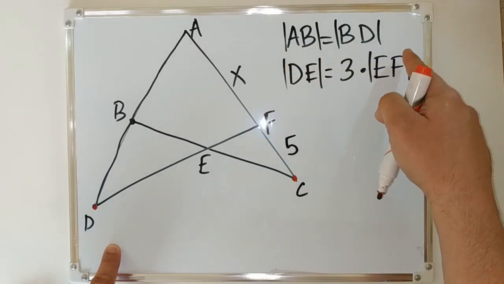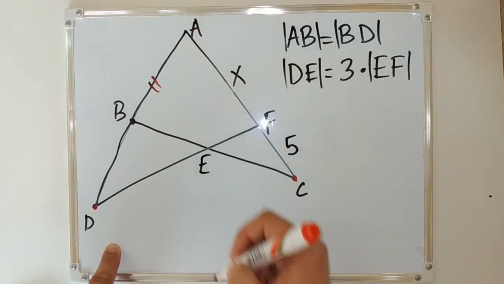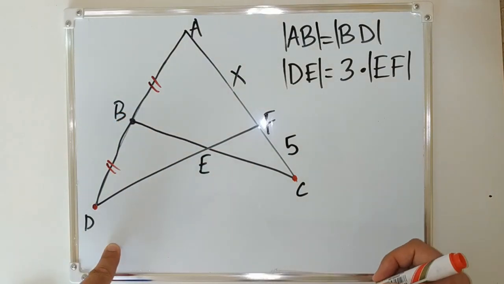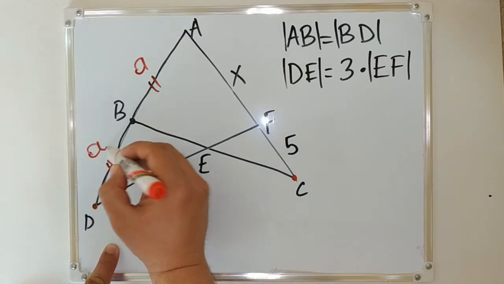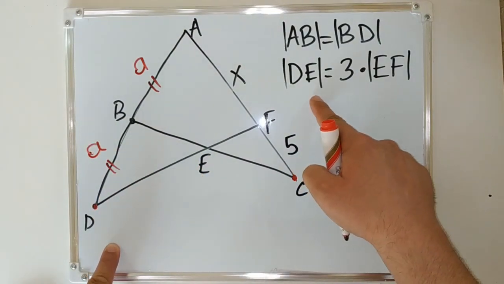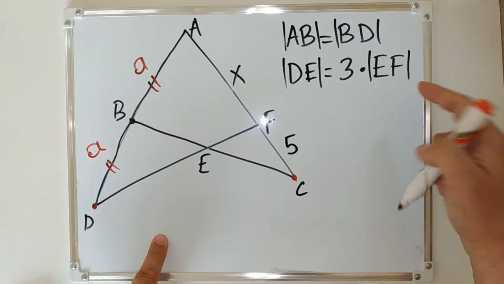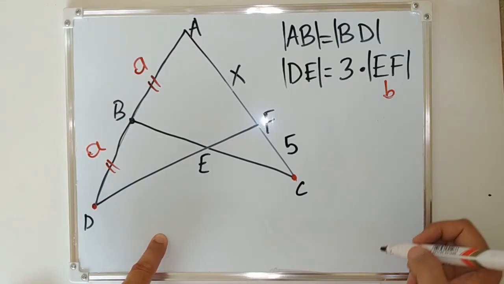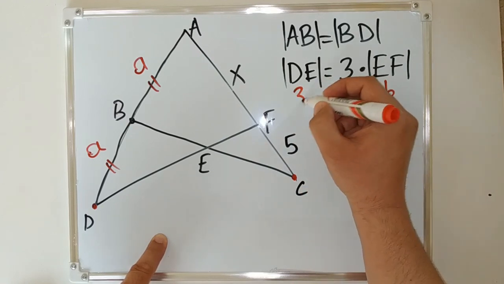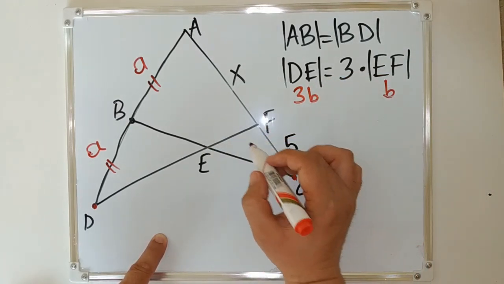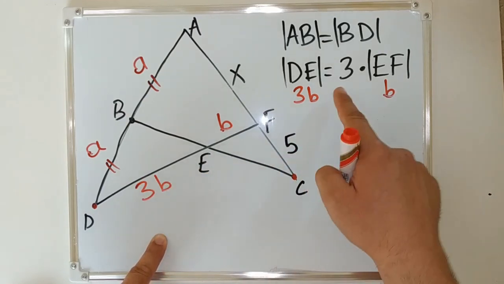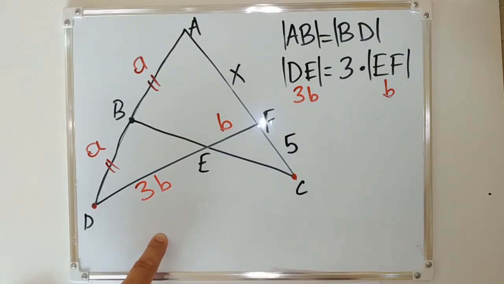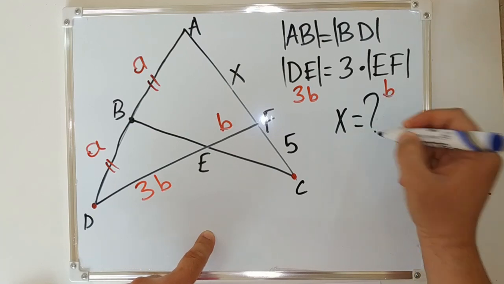Let's look at the given information. AB is equal to BD. This is given. So if AB is a unit, then BD is also a unit. And DE is equal to 3 times EF. So let's say that EF is b units, so DE is going to be 3b units, because 3 times b is equal to DE. Alright, so we have to find x. What is x?